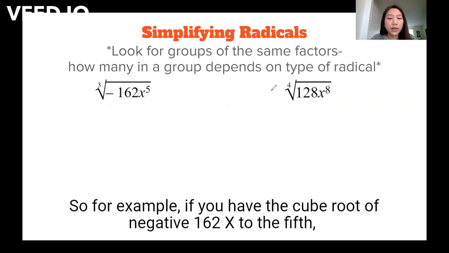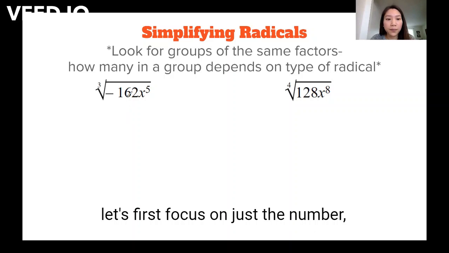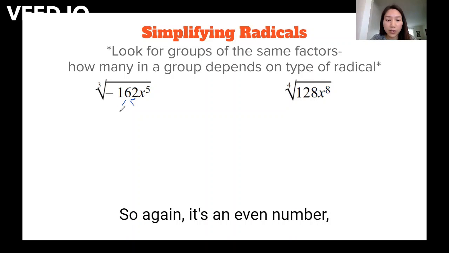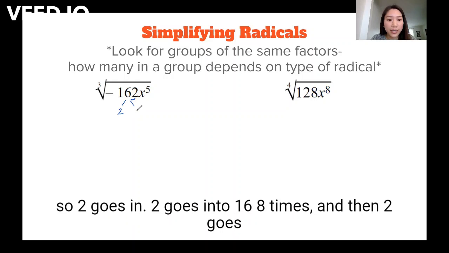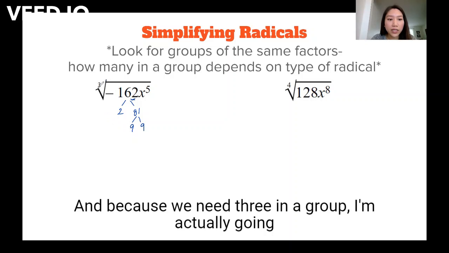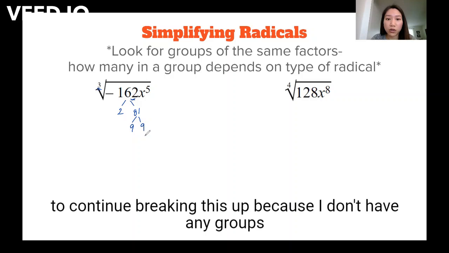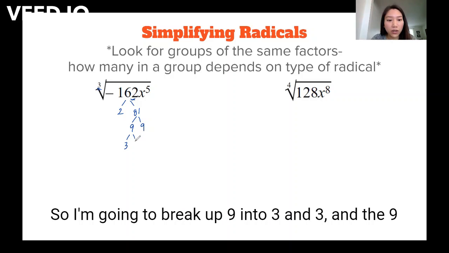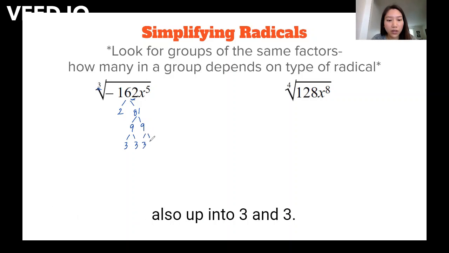So for example, if you have the cube root of negative 162x to the fifth, let's first focus on just the number, the 162. And we'll break this up. So again, it's an even number, so 2 goes in. 2 goes into 16 8 times, and then 2 goes into 1 time. And 81 is just 9 times 9. And because we need 3 in a group, I'm actually going to continue breaking this up because I don't have any groups of the same, like 3 of the same factor. So I'm going to break up 9 into 3 and 3, and this 9 also up into 3 and 3.